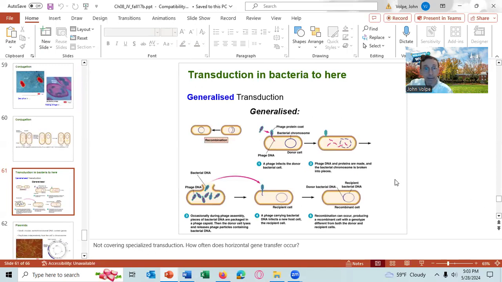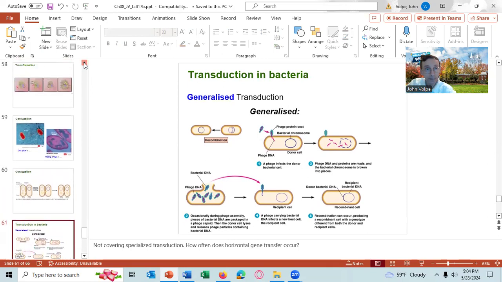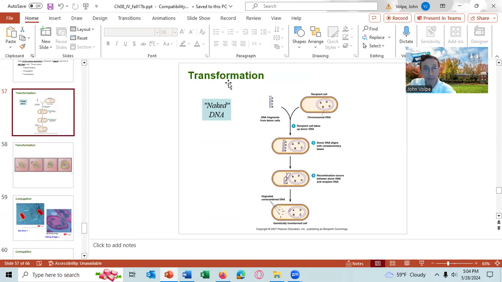I have that we had covered transduction. Is that where we left off? Yes, I believe so. So to remind you, there are three ways where DNA can move from one cell into another cell, and that's transformation. I got a picture of it here, where DNA moves out of one cell and is in the environment and then gets taken up by a recipient cell.